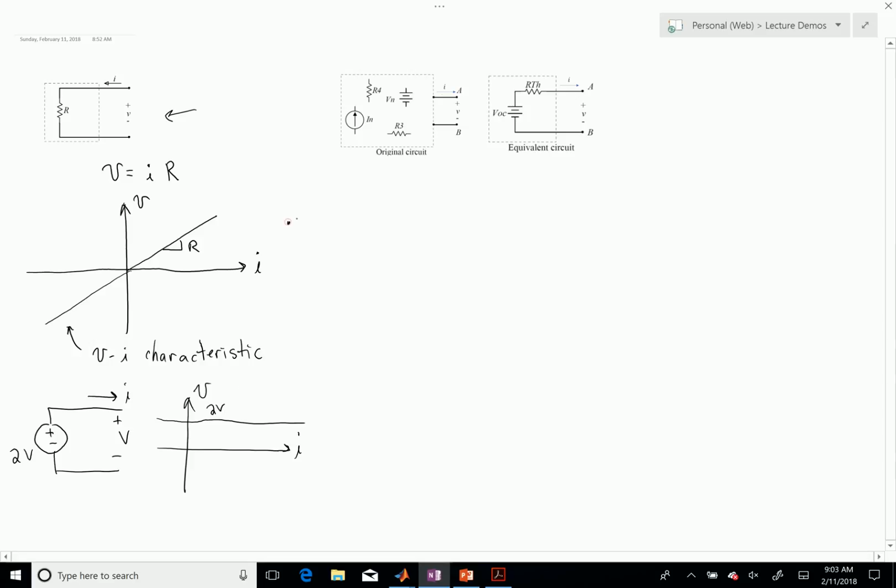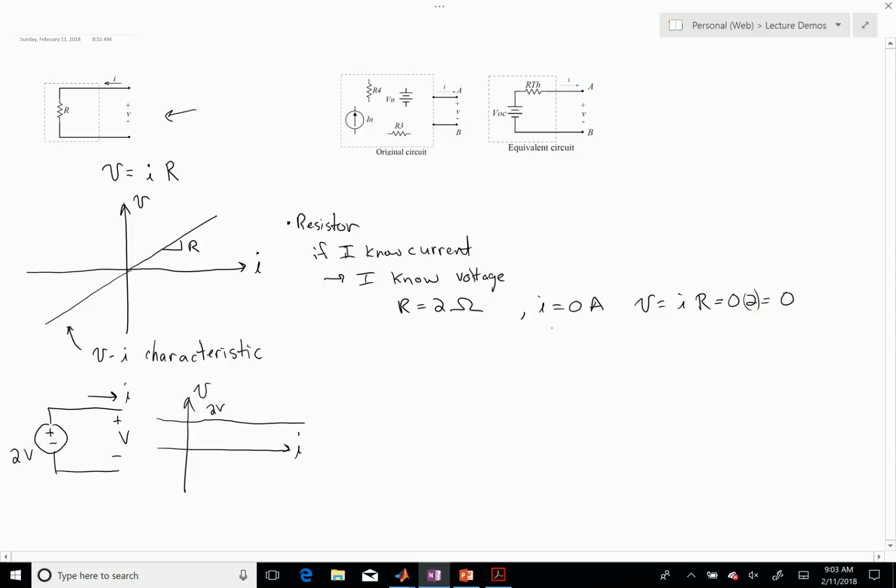So in the case of a resistor, if I know the current, I know the voltage. Simply as an example, if R is equal to, let's say, 2 ohms, and let's say I is equal to 0 amps, I know automatically that V equals I times R, so 0 times 2 is 0. If I is equal to 1 amp, V is equal to 1 times 2, or 2 volts. If I is equal to 2 amps, V has to be equal to 4 volts, right? In other words, if I know the current, I automatically know the voltage when I have a resistor. So I have a well-defined IV characteristic.